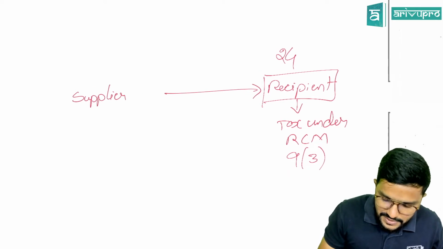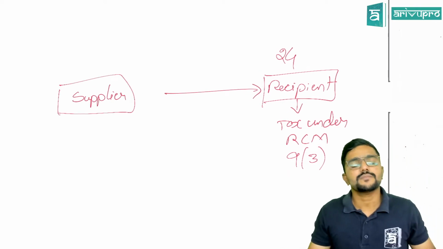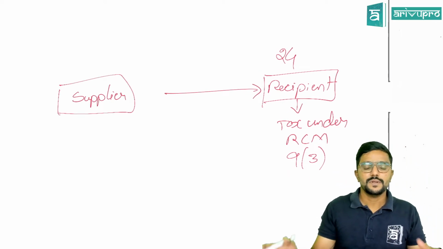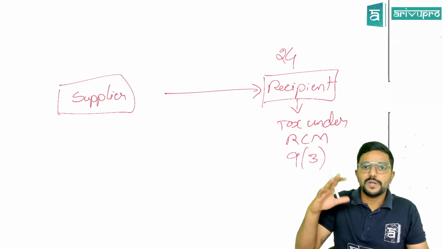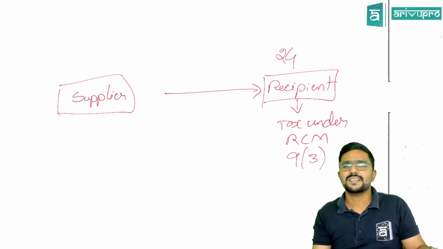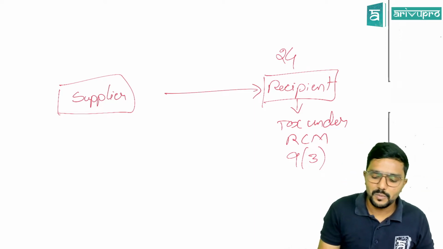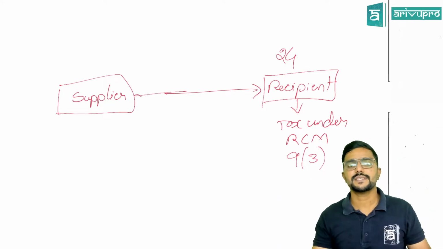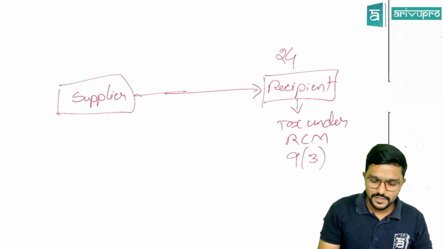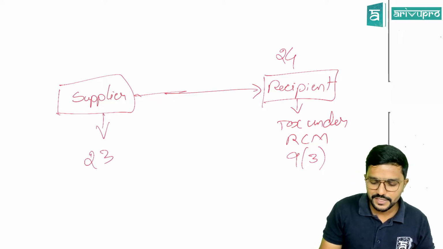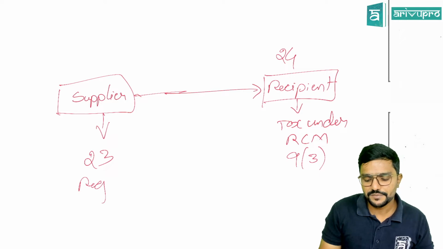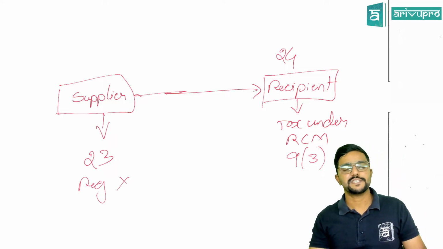Okay. Next, coming to supplier. If the supplier's outward supply is only on which the recipient will pay tax, he is not having any other supplies. Whatever he is supplying, only the recipient will pay tax. In that case, the supplier is covered under section 23, who need not get registration.